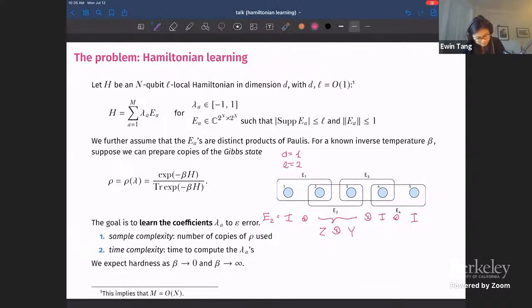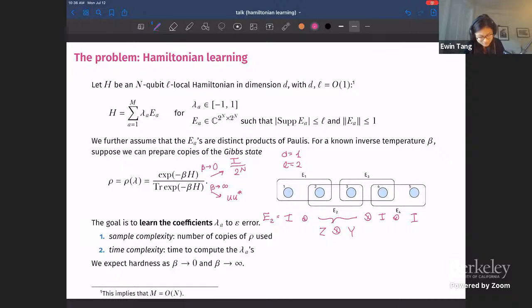Something to note is that this problem is going to be hard as we take beta going to 0 and as beta going to infinity. As beta goes to 0, this Gibbs state becomes the maximally mixed state, so we lose information, and it gets harder and harder to learn the coefficient information. Similarly, as we take beta going to infinity, this converges to the ground state of the Hamiltonian, and this also makes it not possible to get the information of the coefficients again.